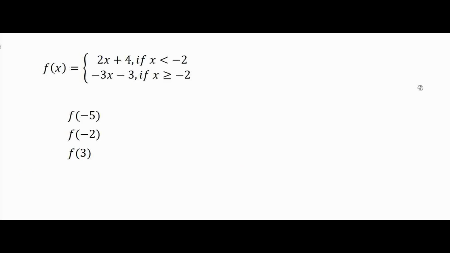Okay, here's an example of a piecewise function that is defined in two different ways depending on whether my x value is less than -2 or greater than or equal to -2. So what I'm going to start off doing is making a number line with -2 as the key point on my number line.